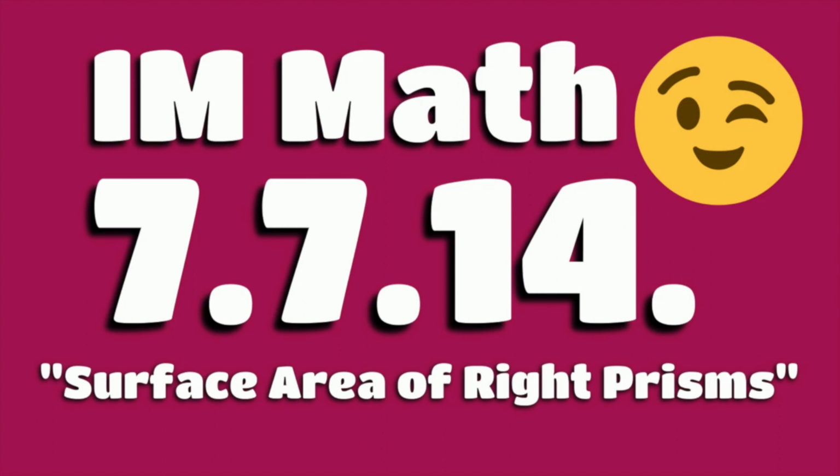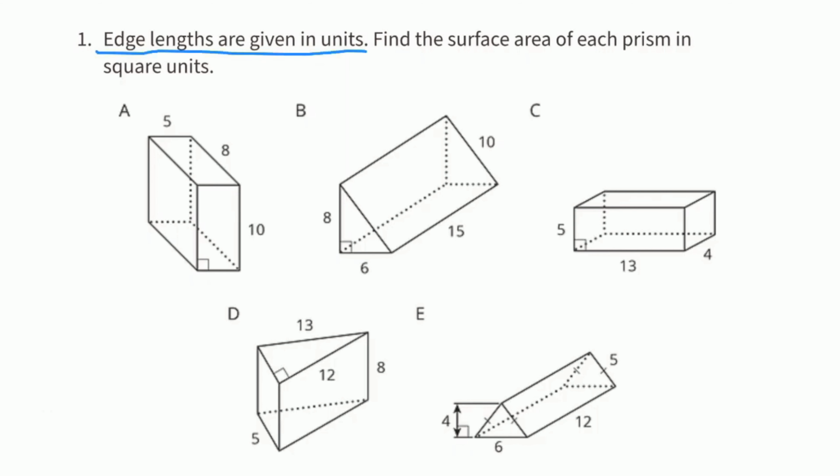Seventh grade Illustrative Mathematics, Unit 7, Lesson 14. Surface area of right prisms. Problem number 1. Edge lengths are given in units. Find the surface area of each prism in square units.